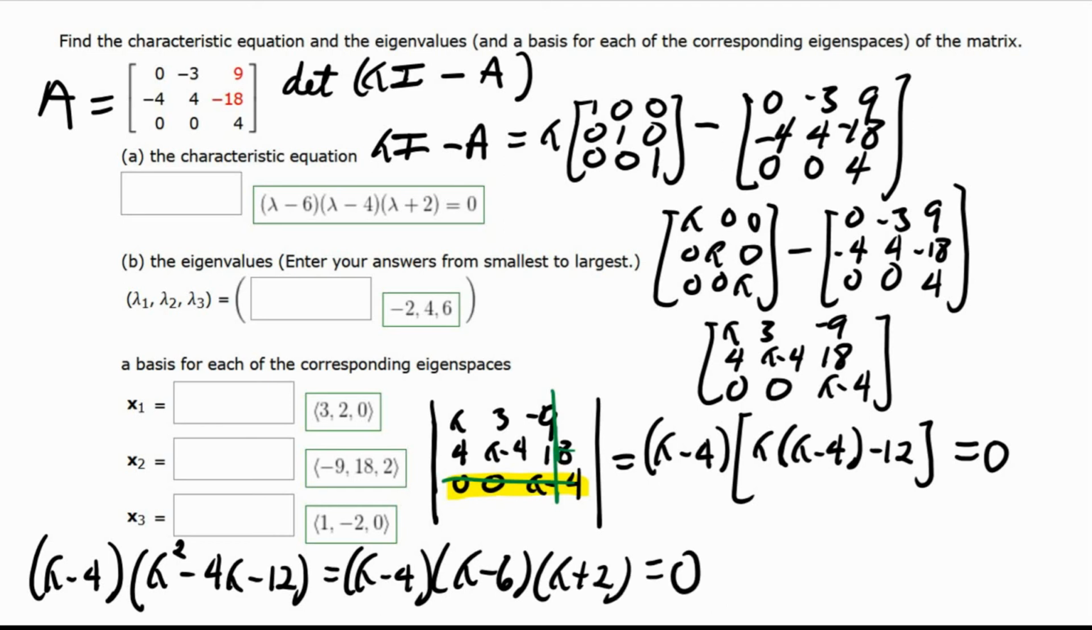So we call this equation, which we put in yellow, the characteristic equation, and you can see it there. Now once you solve for lambda, we get that lambda is equal to 4, lambda is equal to 6, and lambda is equal to negative 2. These values are the eigenvalues. So now we find the eigenvectors based on that. So let's see what happens here.